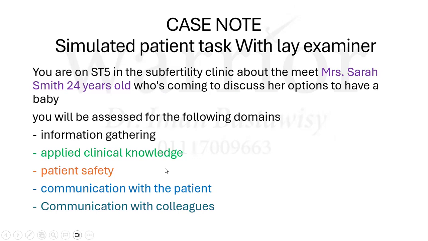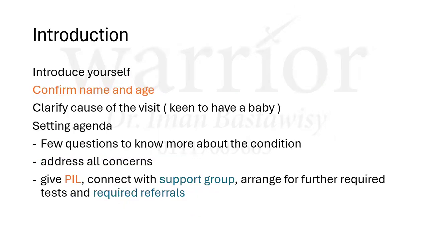All right, so let's start. As usual, introduce yourself, confirm the patient name and age and NHS number, clarify clearly what her main concern is, and set the agenda by asking permission to ask a few questions to know more about her condition. Promise her to address all her concerns, and a very important piece of advice is to tell her that you're going to give her a patient information leaflet and to arrange any essential referral, even referral to a support group if required and a counselor.